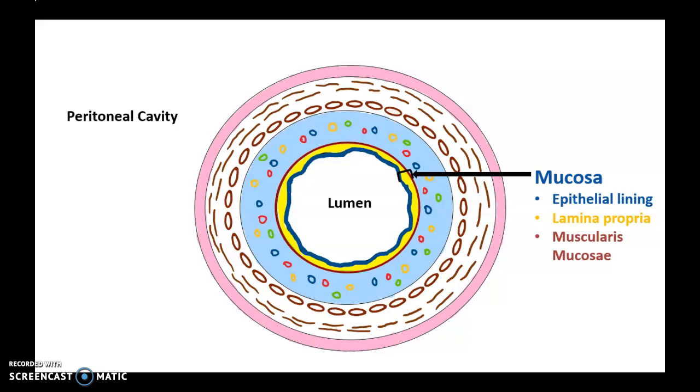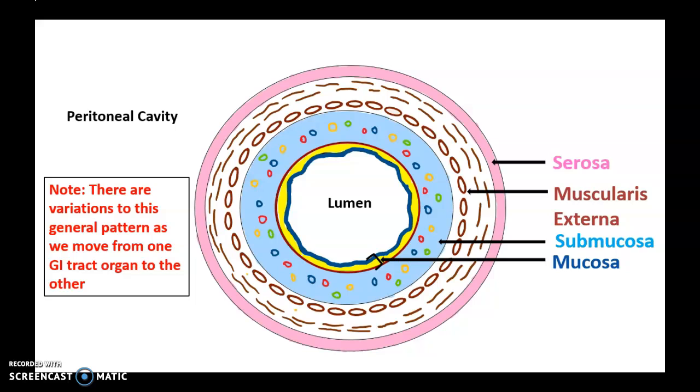So, to remember, the layers of the GI tract from superficial to deep are serosa, muscularis externa, submucosa, and mucosa. And mucosa itself has 3 components. Don't forget. Now, remember, these layers do not look the same throughout the GI tract. There are variations to this general pattern as we move from one GI tract organ to the other.